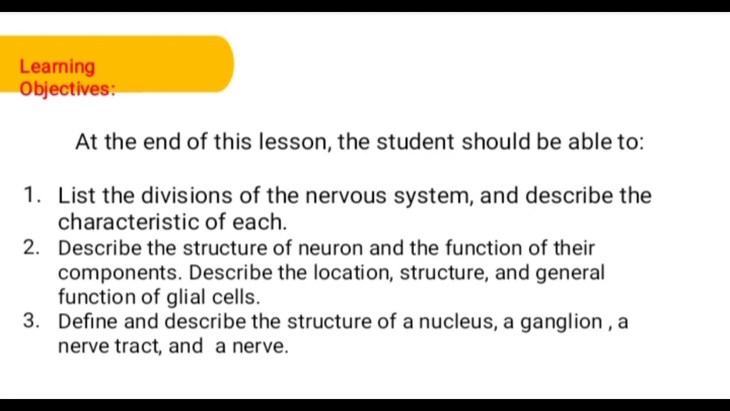At the end of this lesson, the student should be able to list the divisions of the nervous system and describe the characteristics of each. Describe the structure of a neuron and the function of its components. Describe the location, structure, and general function of glial cells. Define and describe the structure of a nucleus, a ganglion, a nerve tract, and nerves.